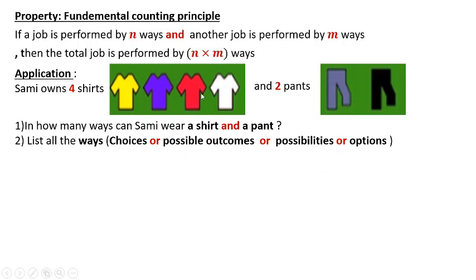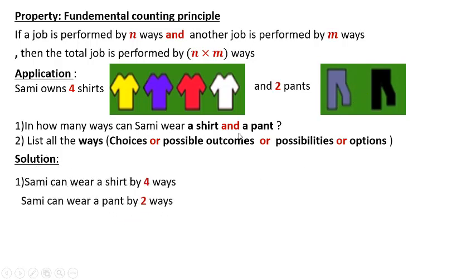In how many ways do you think Sammy can wear a shirt? It is obvious. Sammy can wear a shirt in 4 different ways. He can wear the first, or second, or third, or fourth. Same question here. In how many ways can Sammy wear a pant? Sammy can wear a pant in 2 ways. He can wear the first one or the second one. Now the main question. In how many ways can Sammy wear a shirt from one side and a pant from the other side?